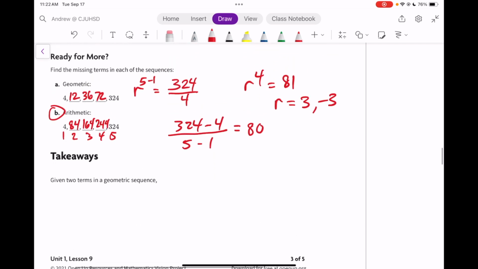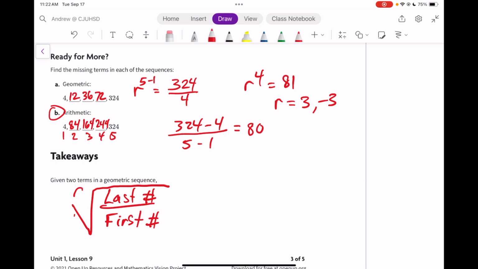So, takeaways. Given two terms in a geometric sequence, take the last number divided by the first number, and then for this fraction, find the root. Now, we're just going to put a little placeholder here for the root number. Which root it is depends on the exponent. If the exponent is, say, 5, then we're going to take the 5th root.